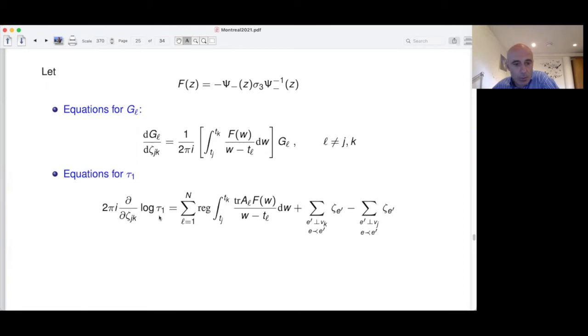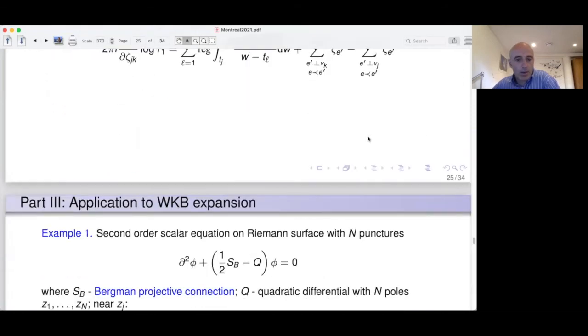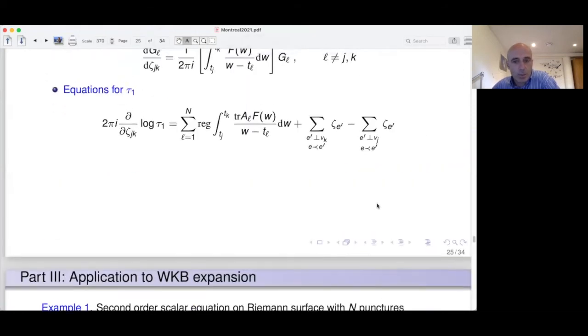Now, with respect to the tau function, again, the explicit formula for its logarithmic derivative in zeta variables looks like that. You have this. Okay, so that is one part of the story.